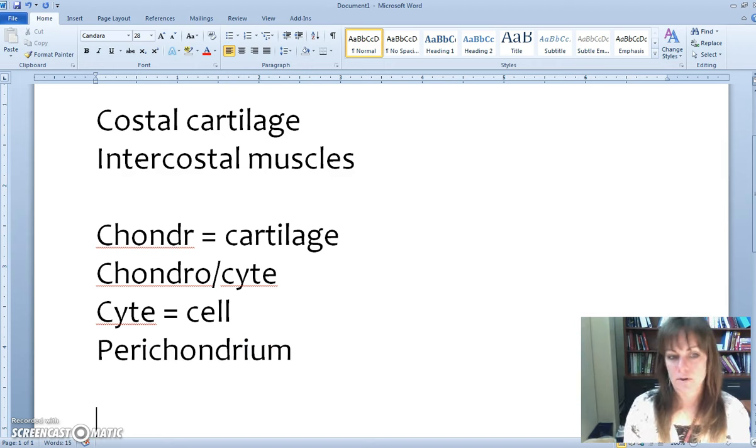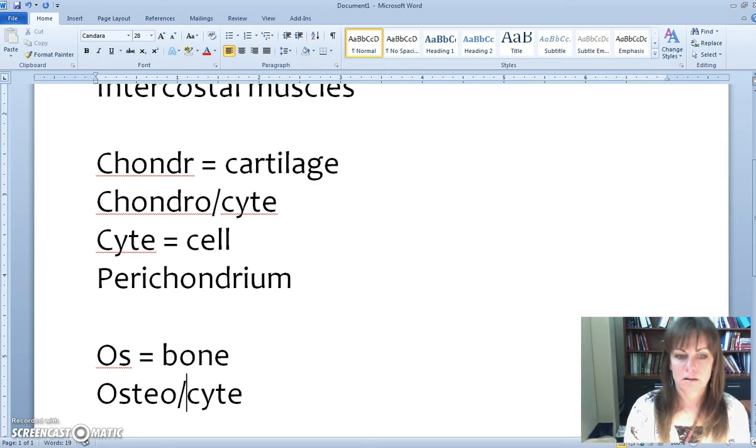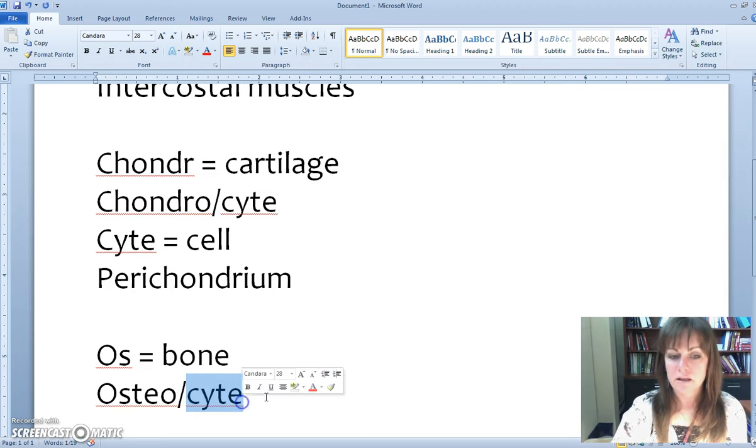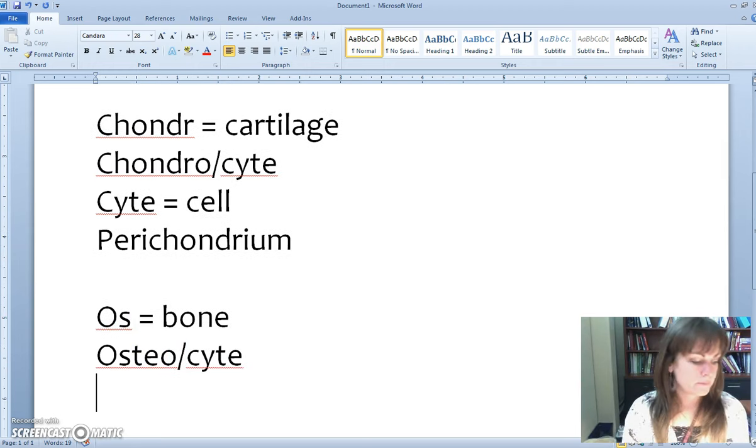So another example where we can put different things together. Anytime you see os, that usually refers to bone. Okay? So you think about this. If we have osteocyte, well, what might that be? It's going to be osteo, which the os refers to bone, cyte refers to cell, and so this literally is referring to a bone cell. Okay? So that's just another example there as well.